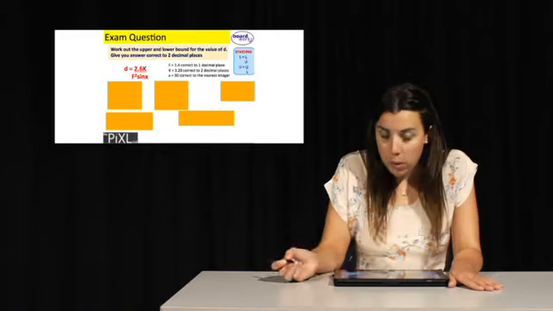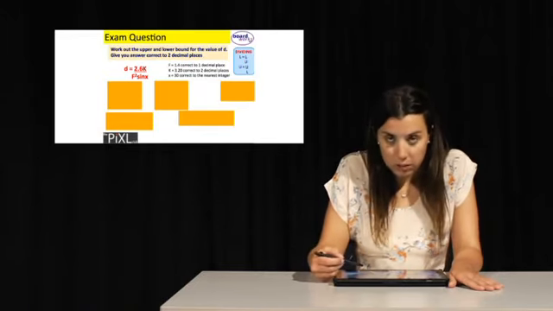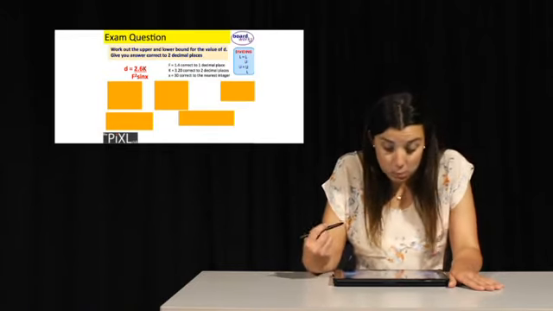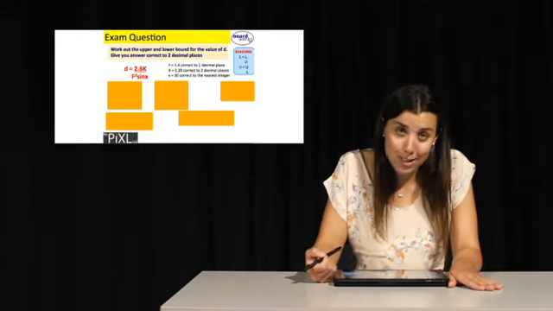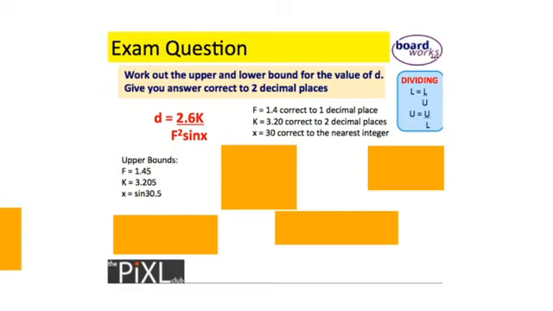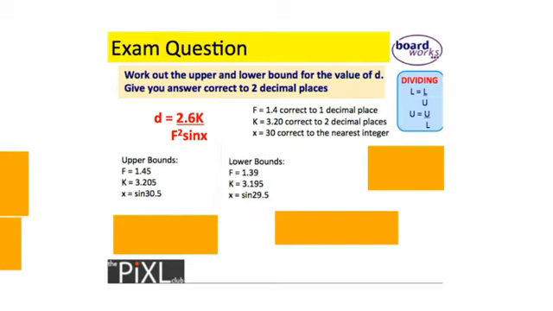So to be able to find the upper and lower bounds, you're going to have to use the further information they give in the question. So f is correct to 1 decimal place, k is correct to 2 decimal places, and x is correct to the nearest integer. So using that information, our upper bounds we have for f 1.45, k 3.205, and x in sine 30.5. We'll look at the sine together in a moment. Our lower bounds are next here, f 1.39, k 3.195, and x in sine 29.5.